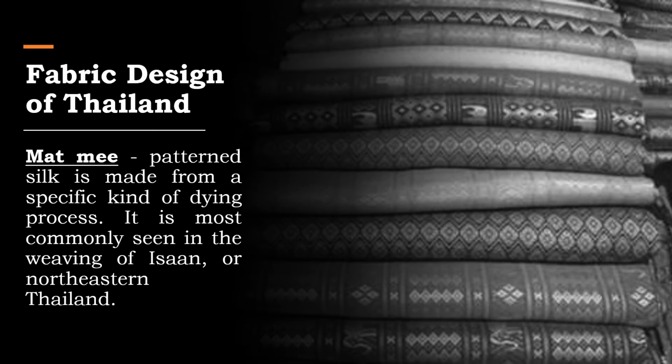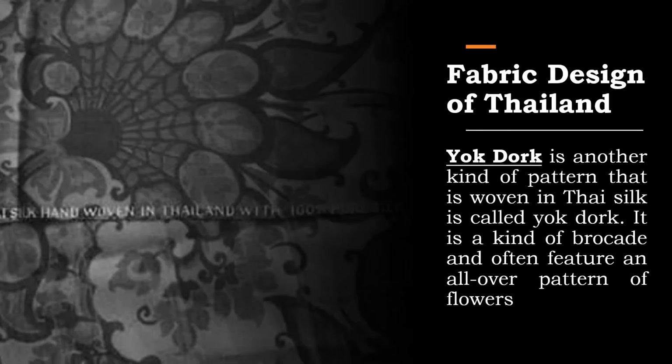Matmi. Matmi pattern silk is made from a specific kind of dyeing process. It is most commonly seen in the weaving of Isaan, or northeastern Thailand. Yokdort. Another kind of pattern that is woven in Thai silk is called yokdort. It is a kind of brocade and often features an all-over pattern of flowers.